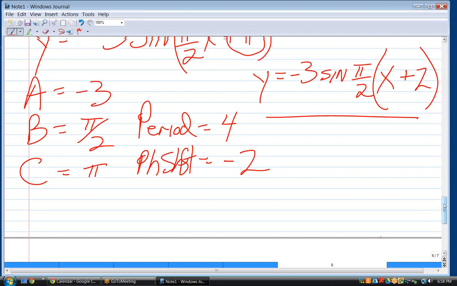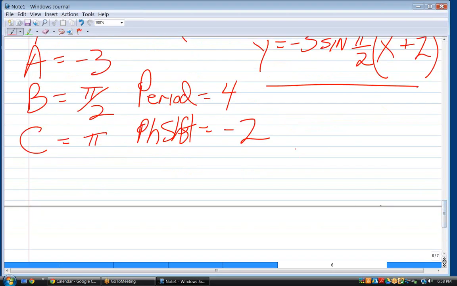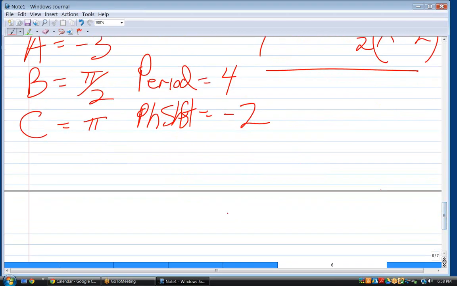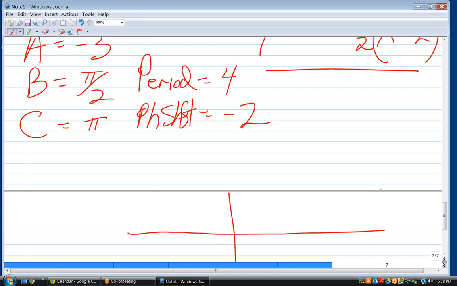Okay? So, we don't have a D, so we don't have to worry about that. So all we have to worry about is how to graph this thing. And let me go down to here. I'm going to make this 3, this minus 3. To figure out how to graph it with a phase shift, start with the phase shift. Move 2 units to the left. That's where I'm going to start my sine curve.